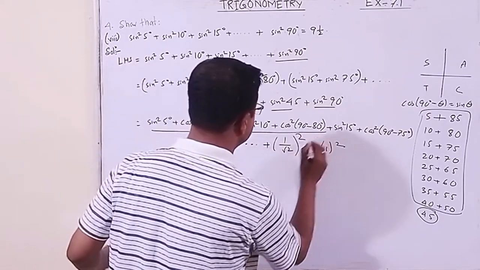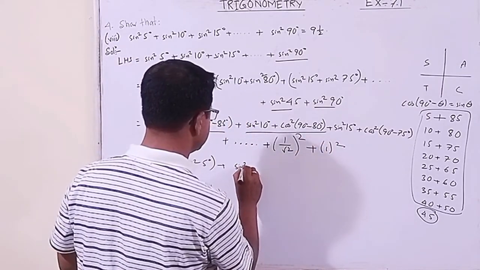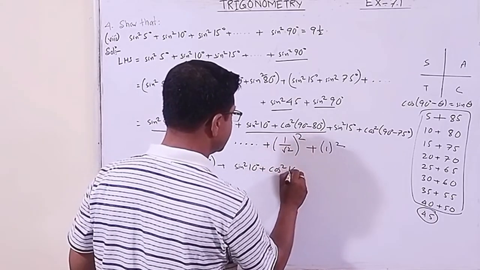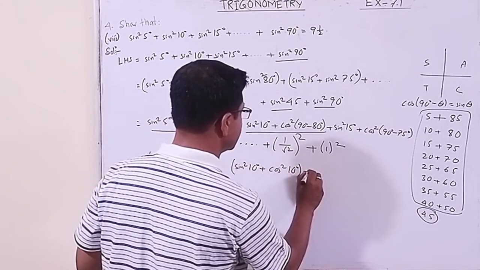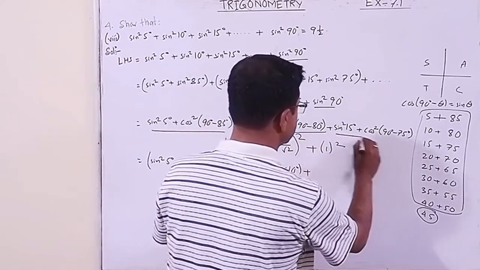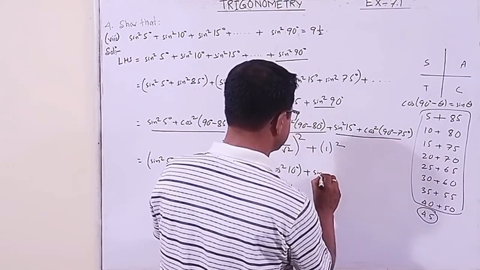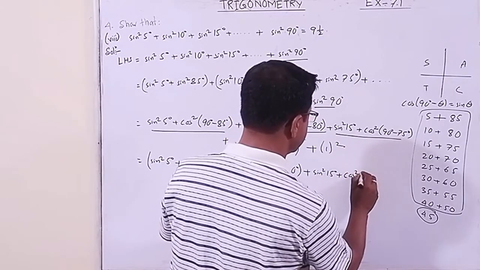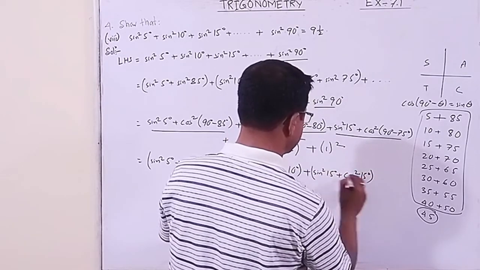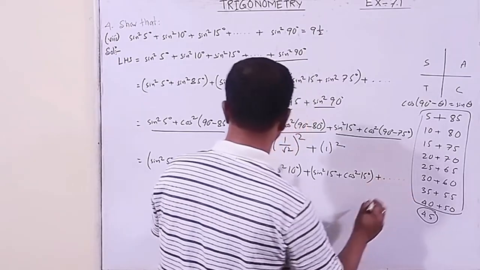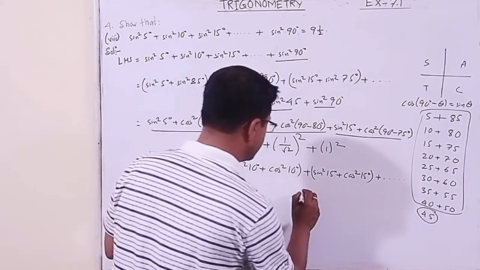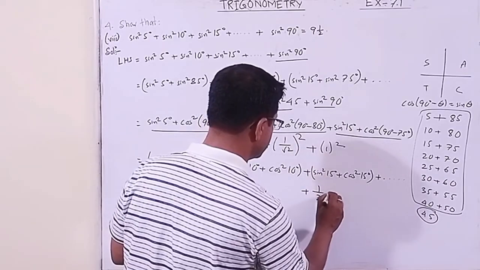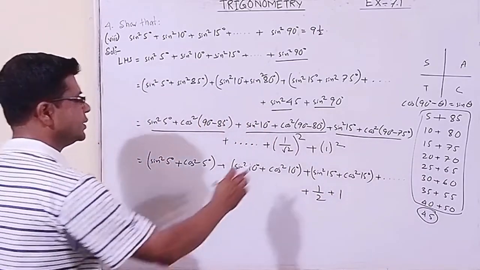Then let us move to this part. Sine square 10 degree plus cos square 90 minus 80, 10 degree. Written. Then here let us move to here. Sine square 15 degree plus cos square 90 minus 75, 15 degree. Dot dot dot dot, because there are so many terms. Plus 1 by root 2 square, it is 1 square is 1, root 2 square 2, 1. Okay, 1 square is 1.